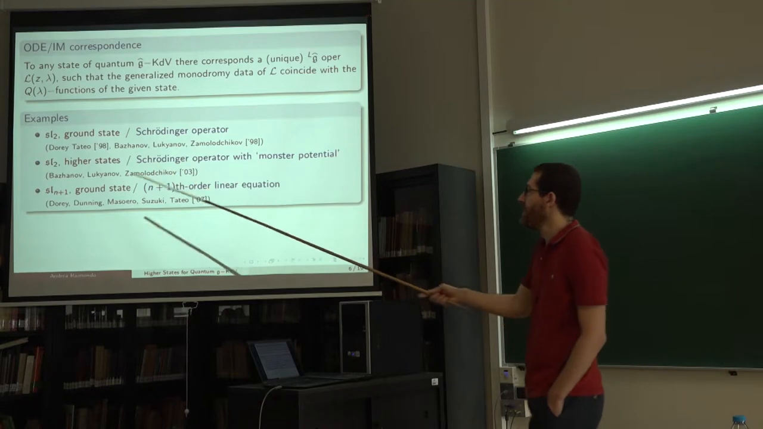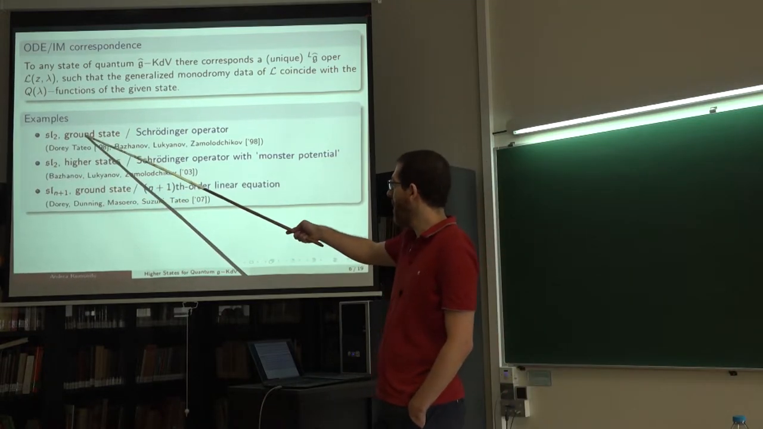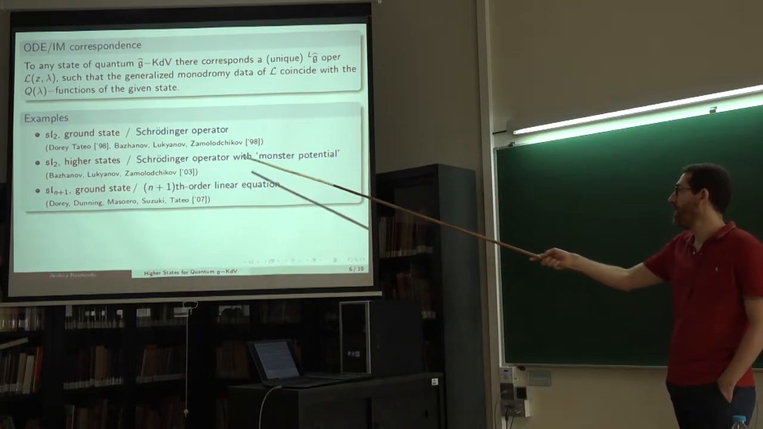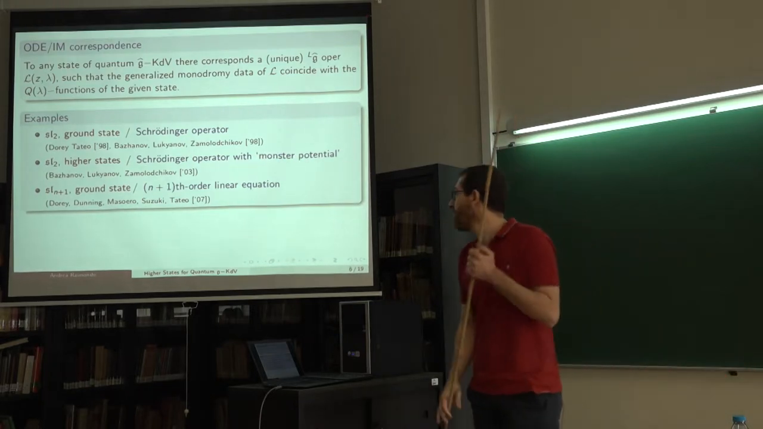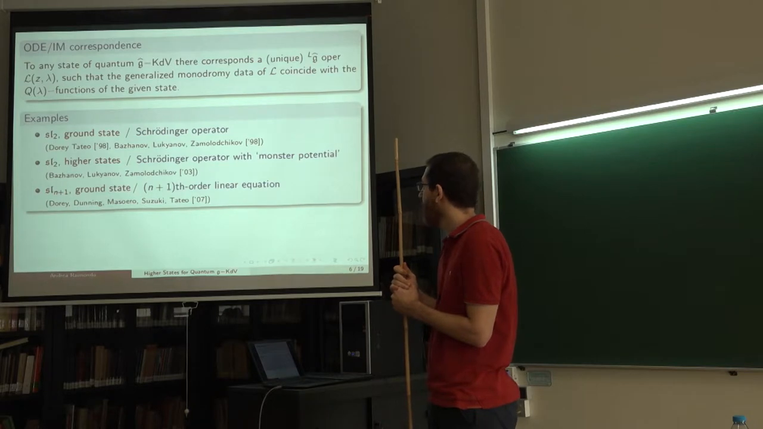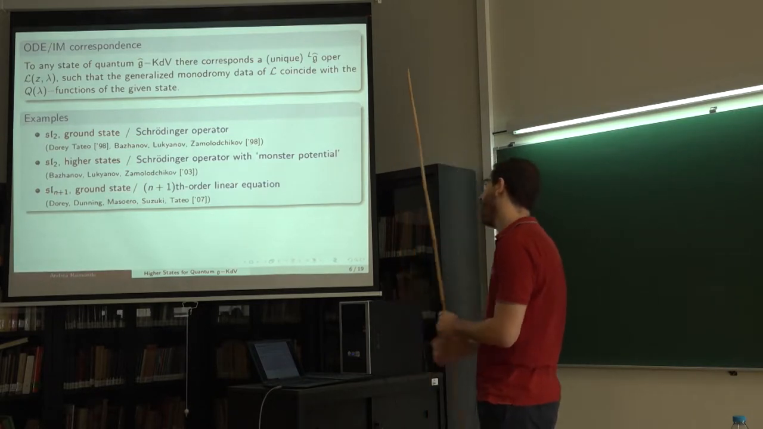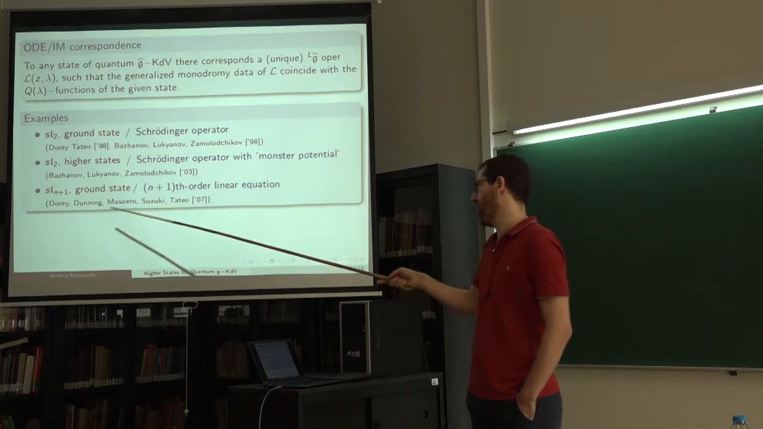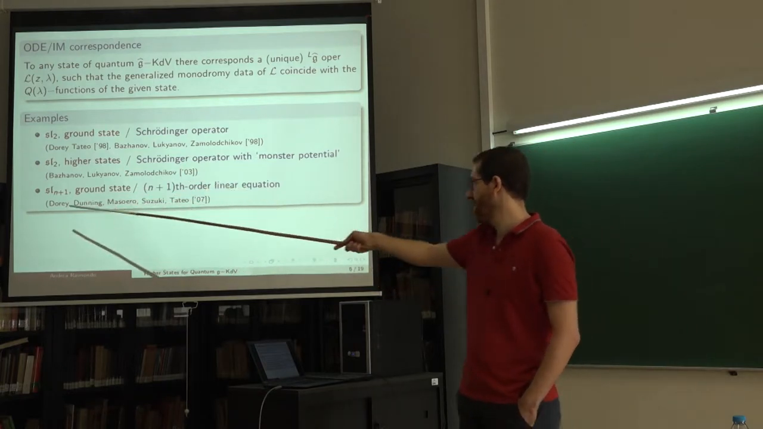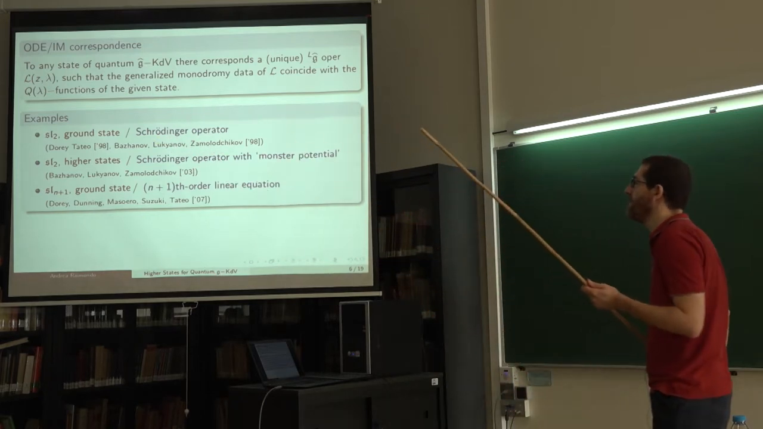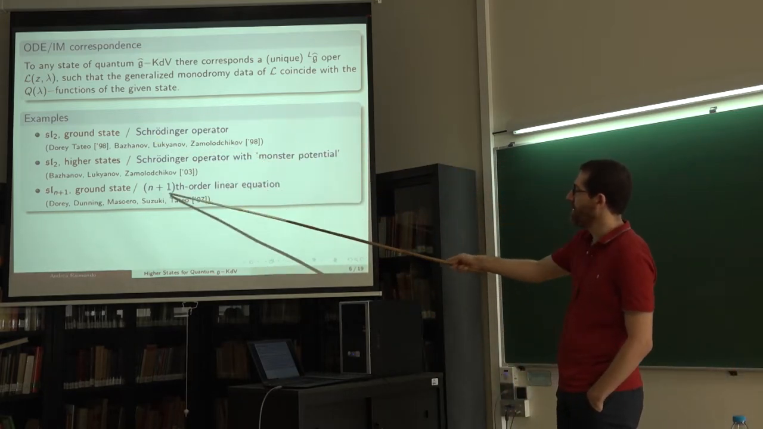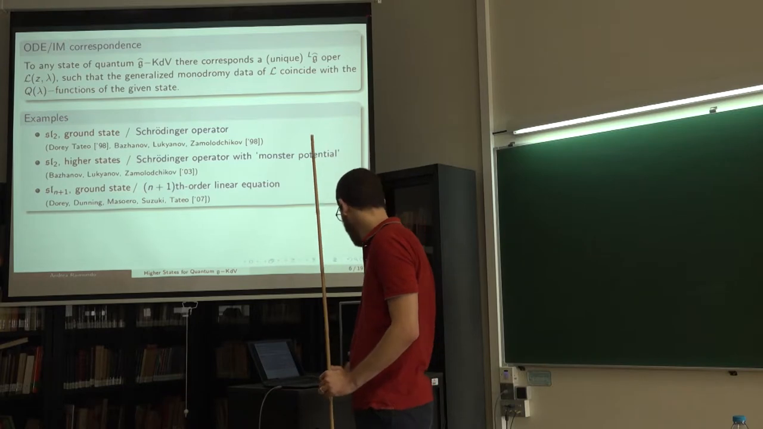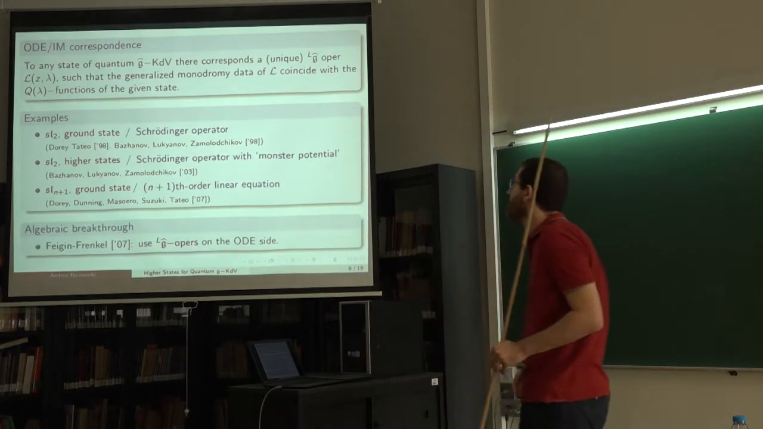Then instead, if you fix SL2 again, but rather than the ground state you consider higher states, then you get the Schrodinger operator with the monster potential that Clare Dunning was talking about yesterday. And this was done again by Bazhanov, Lukyanov, and Zamolodchikov. And for SL(n+1) and the ground state, there are a few works, by Dorey, Dunning, Masoero, Suzuki, and Tateo, and the corresponding Oper is an (n+1)-th order linear equation. Okay, so far so good.